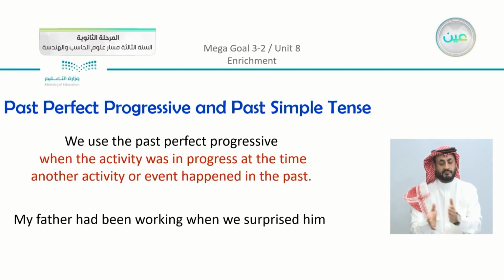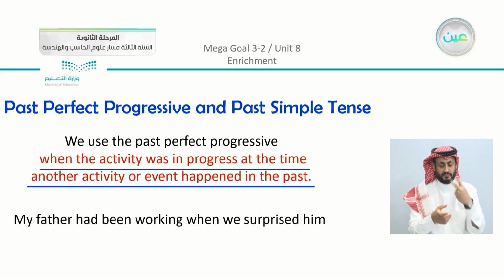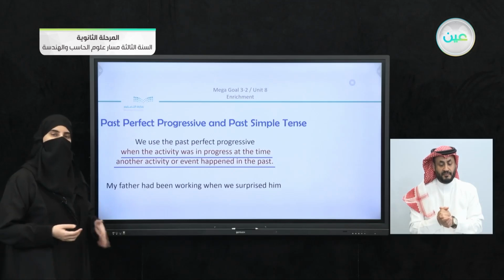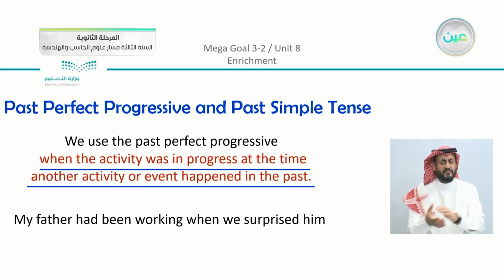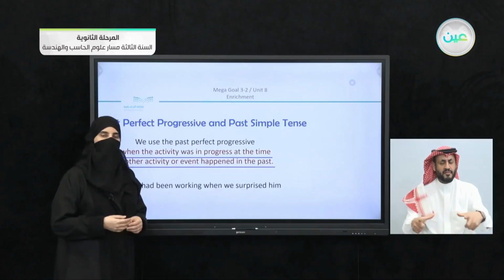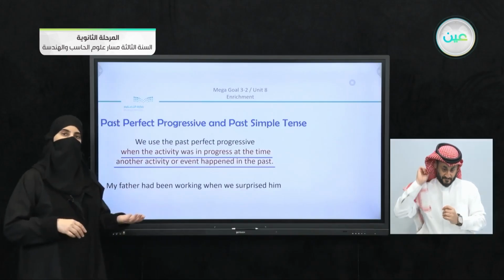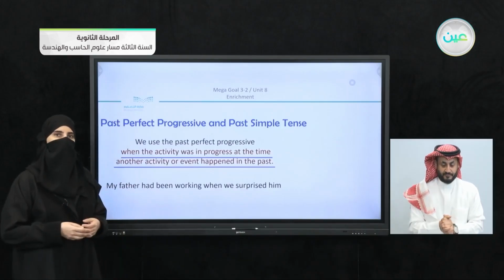Last but not least, we have the past perfect progressive plus the past simple tense. How do we combine these two structures? We use it when the activity was in progress at the time another activity or event happened in the past. If you recall, we took many examples. One is, my father had been working when we surprised him. In the sentence we used both tenses, the past perfect progressive plus the past simple.